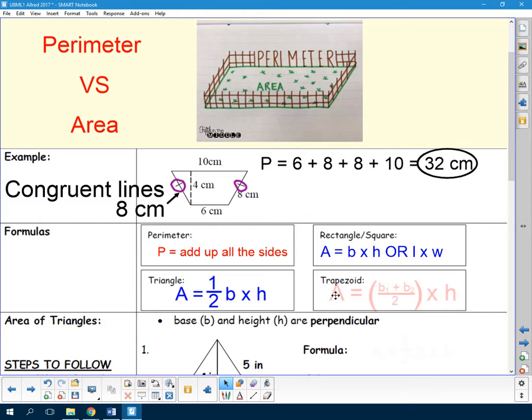Trapezoids are awesome. They have an awesome formula. To find the area of any trapezoid, you're going to take the 2 bases and add them together and divide that by 2 and then multiply by the height.